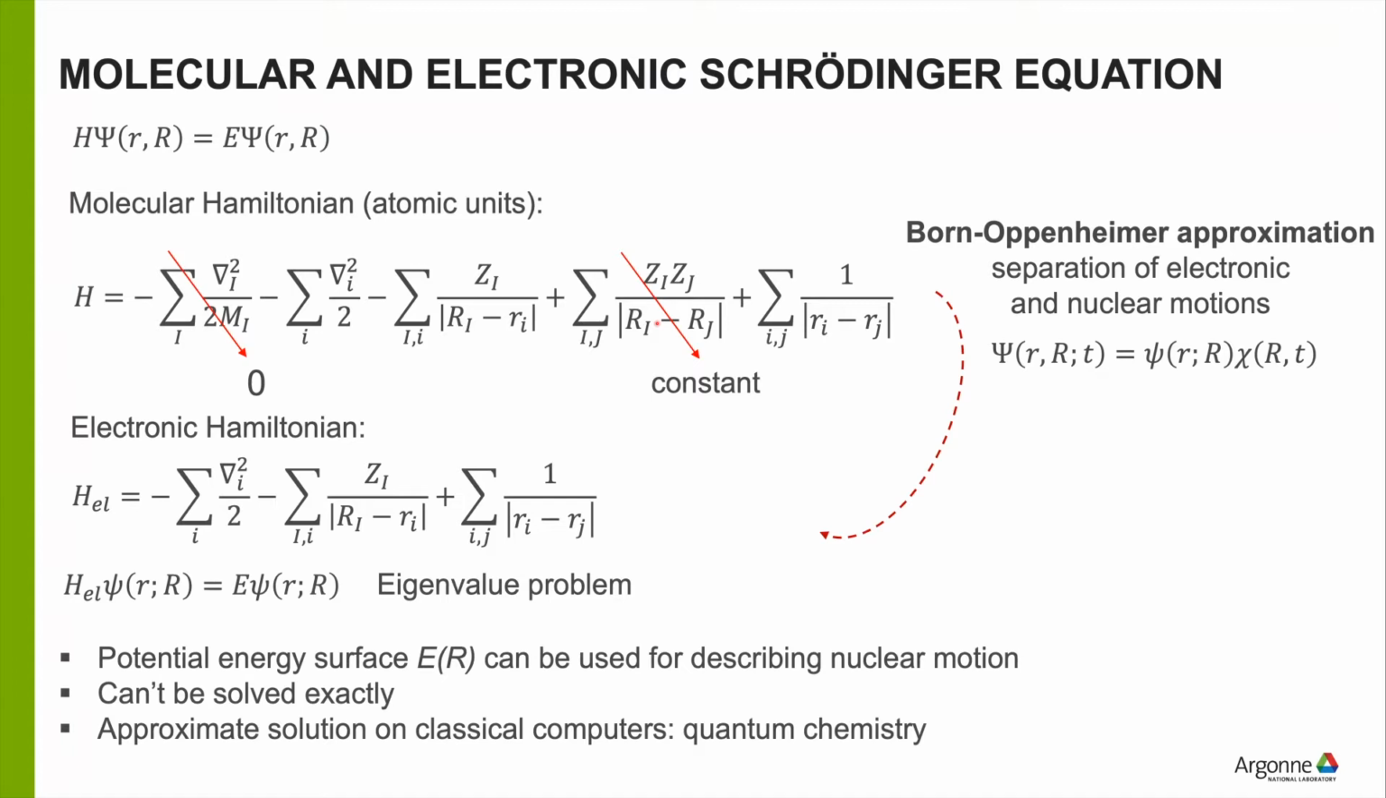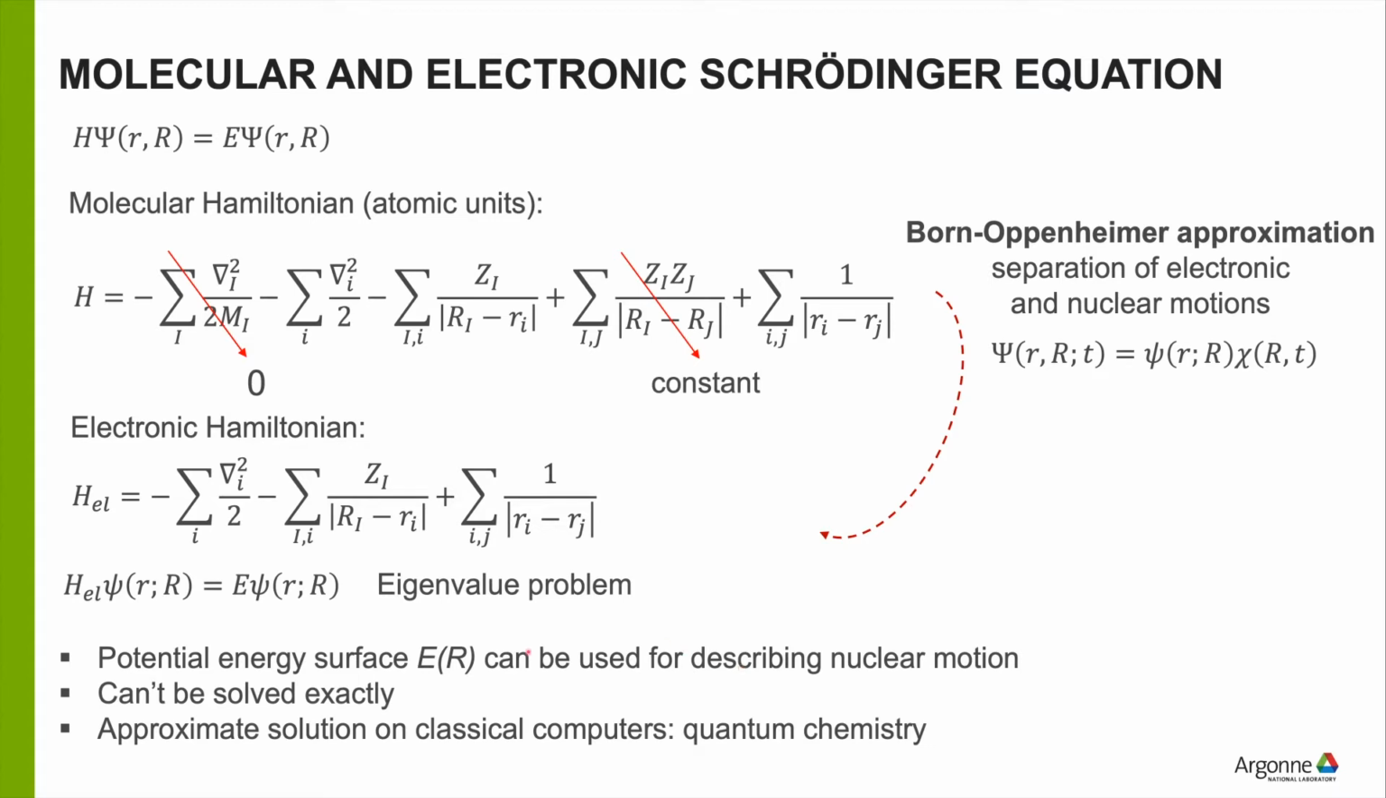And so what we're mostly doing in quantum chemistry is finding eigenvalues of the electronic Hamiltonian. That's over here. And the eigenvalues of the Hamiltonian, when we calculate it for different geometries of the molecule, give us the potential energy surface that can be used then to describe the nuclear motion on these potential energy surfaces.